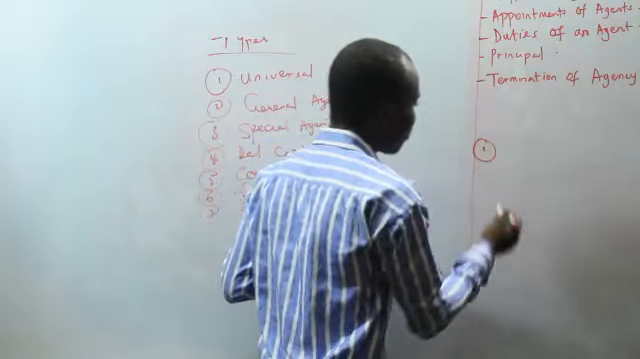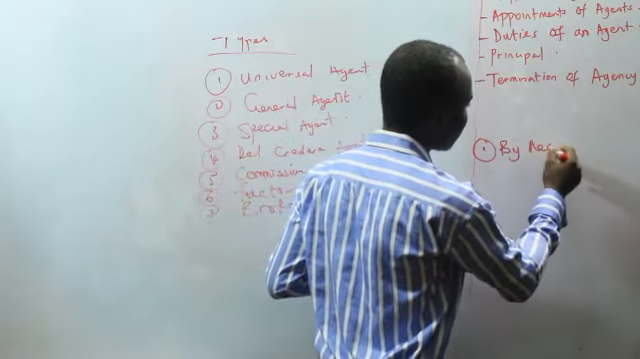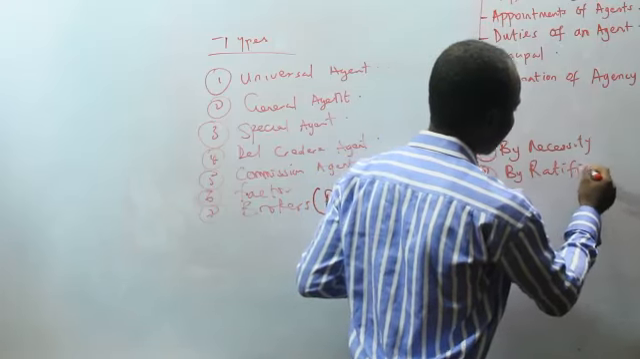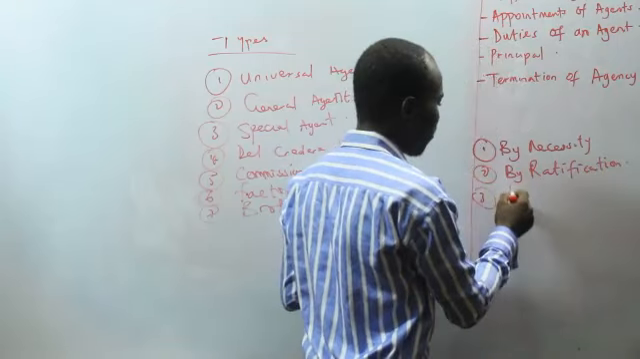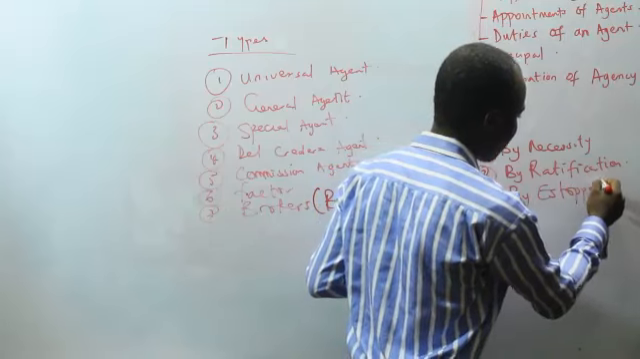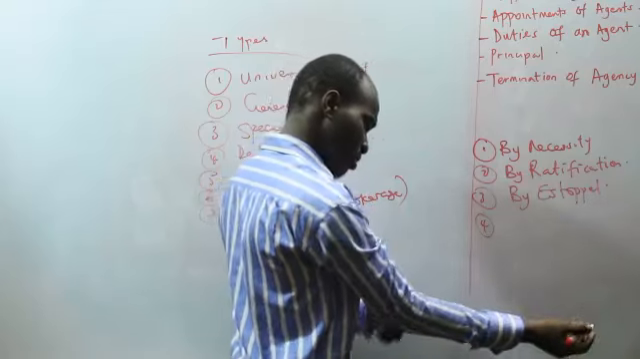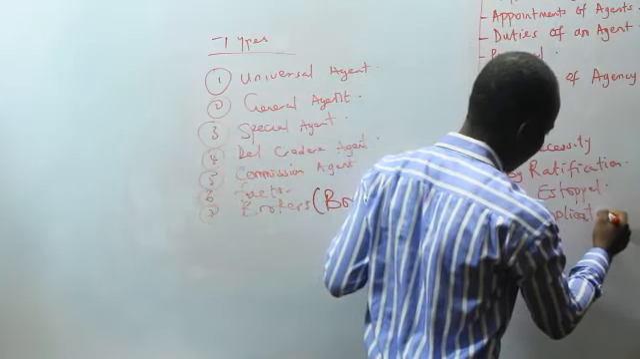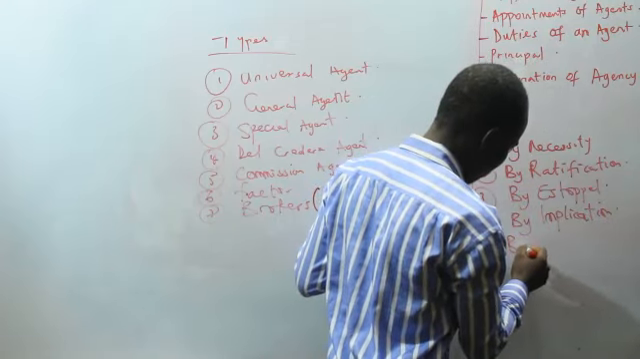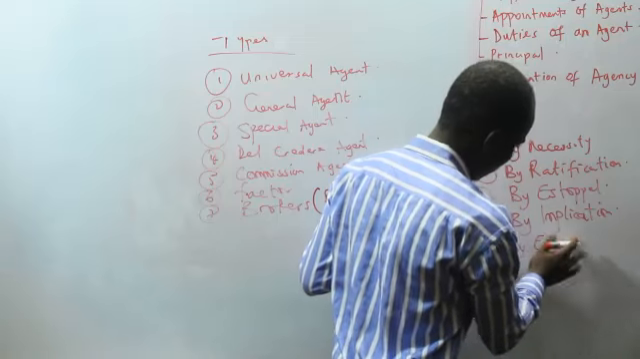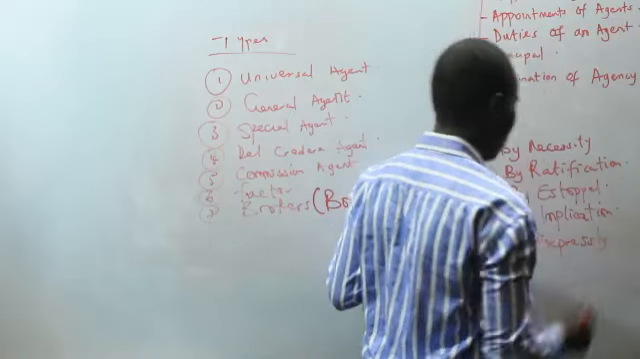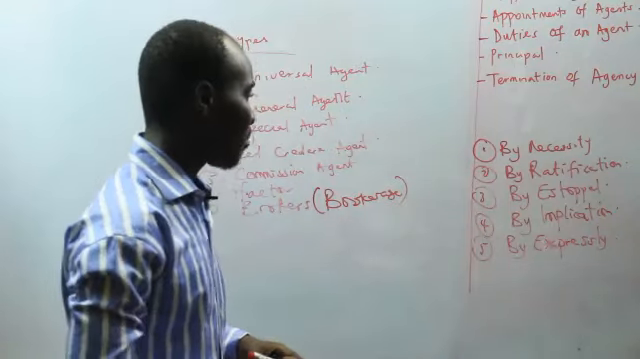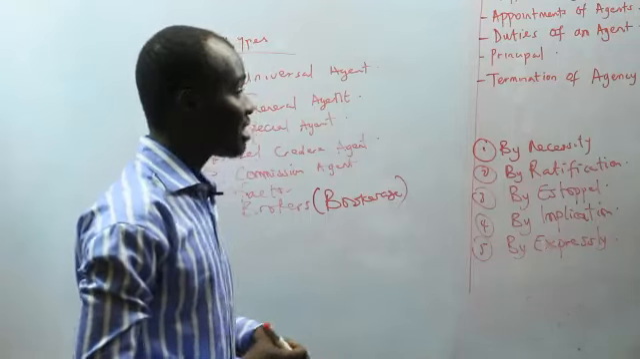We have one, by necessity. Two, by ratification. Three, by estoppel. Four, by implication, and also by express appointment. So these are the ways in which an agent can be appointed: by necessity, by ratification, by estoppel, by implication, and by express appointment. By necessity is the first thing we are going to look at.